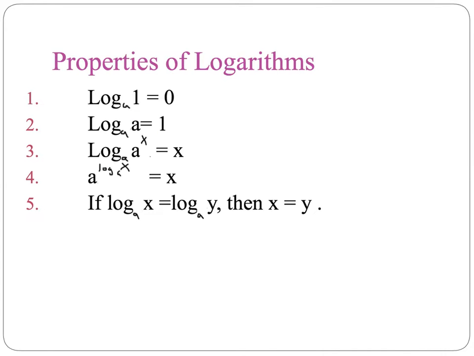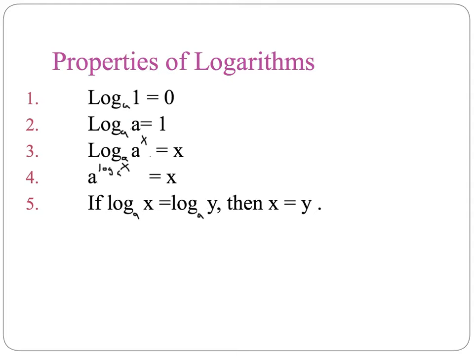Some of the properties of logarithms are as follows. These are the basic ones. We'll learn more about the properties in the next section, but for now, we should know that the log base a of 1 is equal to 0. Log base a of a is equal to 1. Log base a of a to the x will equal x. A to the log base a of x is equal to x. And if the log base a of x equals the log base a of y, we know that x is equal to y. Now, why do some of these work?